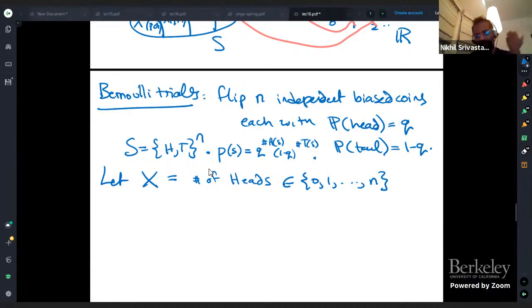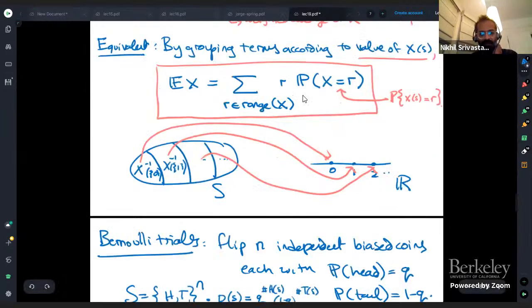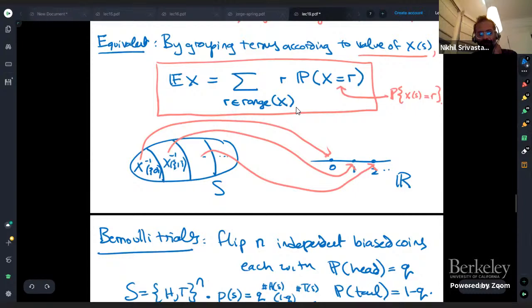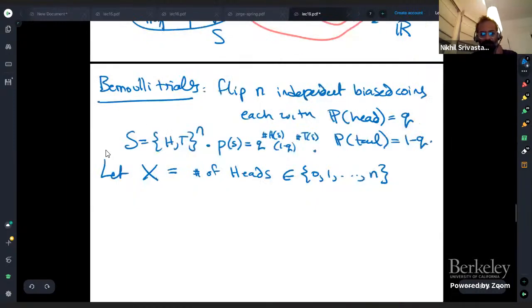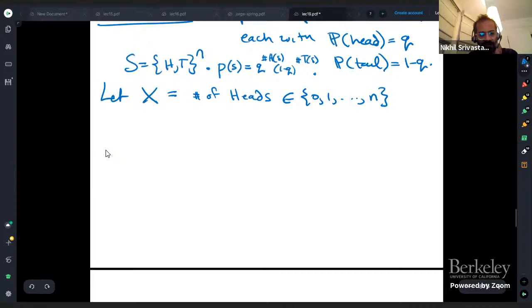And now let's study this random variable. Let's use the second definition to compute its expectation. So for the second definition, you now need to compute the probabilities that the random variable is equal to r for different values of r. So let's compute the probability that the random variable is equal to k.